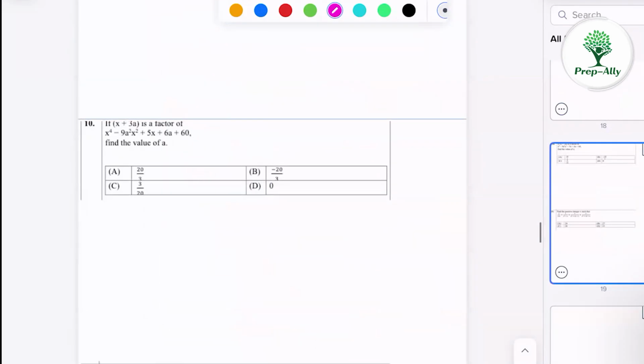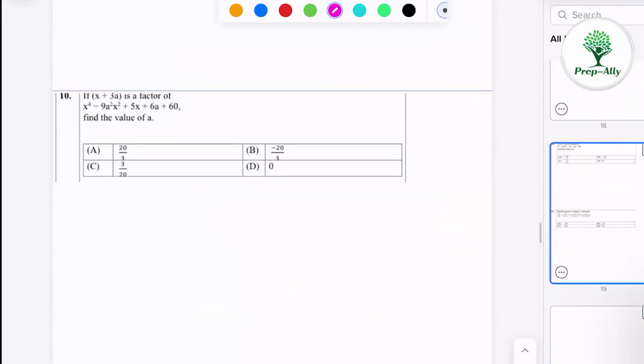Okay, let's look at question number 10. We have this X plus 3a is a factor of this. Let this polynomial be P of X, right? So X plus 3a is a factor of P of X. That means P of minus 3a equals 0, right? So let's put minus 3a in this polynomial in place of X.